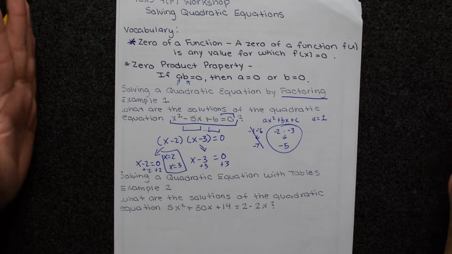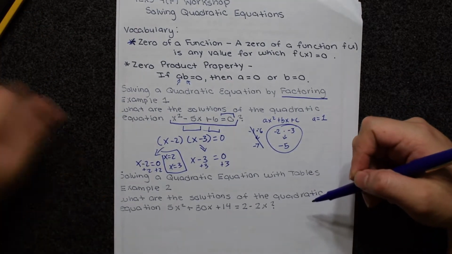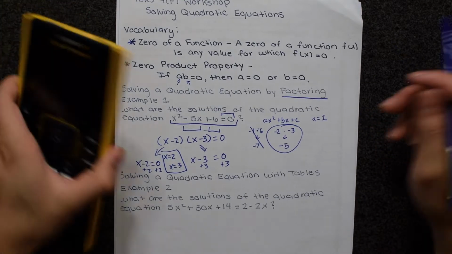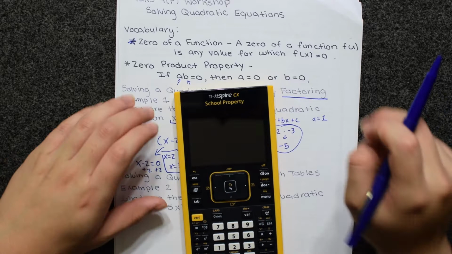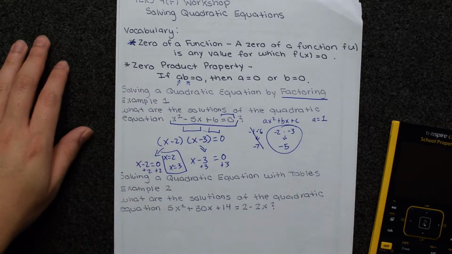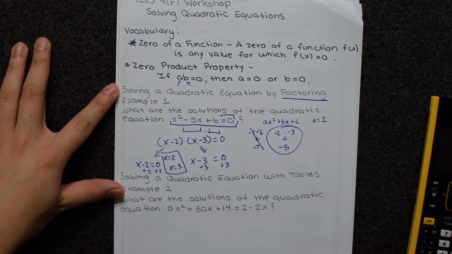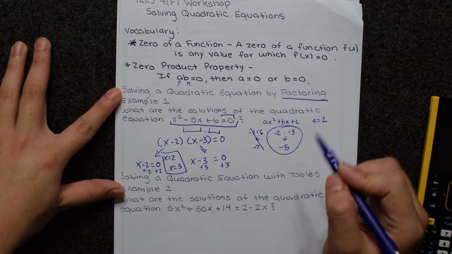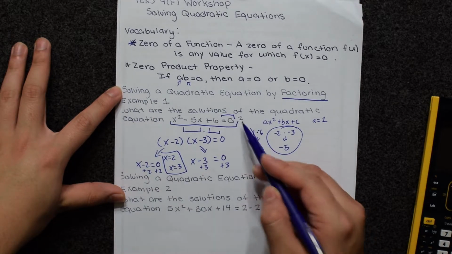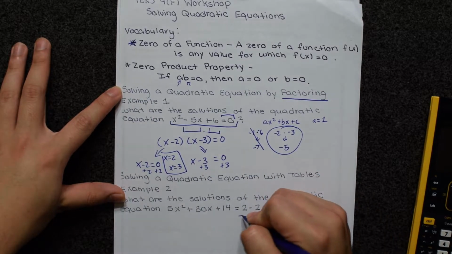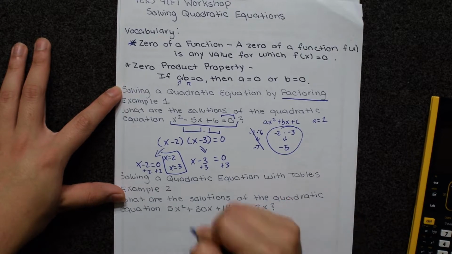Now there are other ways to solve quadratic equations, specifically with a table, which simply means that you grab your graphing calculator and solve the equation by looking at where your table gives you a 0 in your y column. First things first, you're going to have to set this equal to 0. How do I do that? By simply subtracting 2 and adding 2x to both sides.